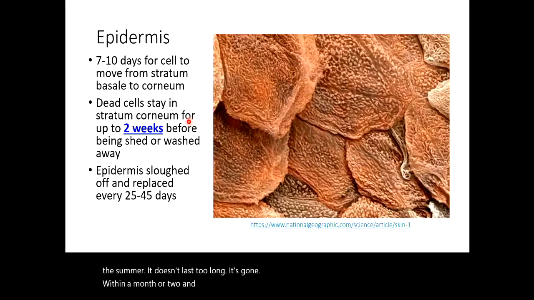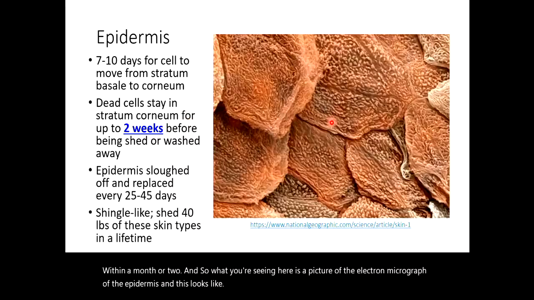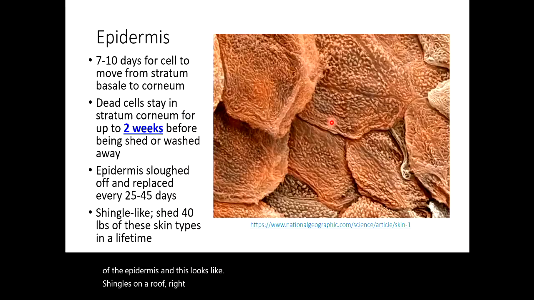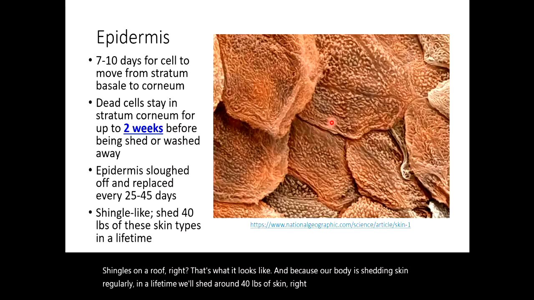And so what you're seeing here is a picture of the electron micrograph of the epidermis, and this looks like shingles on a roof, right? That's what it looks like. And because our body is shedding skin regularly, in a lifetime we'll shed around 40 pounds of skin, right? So that's the amount of skin we shed in a lifetime.